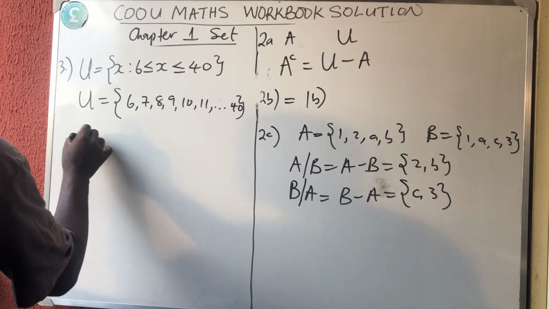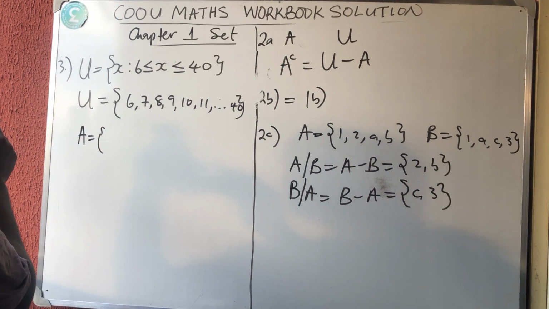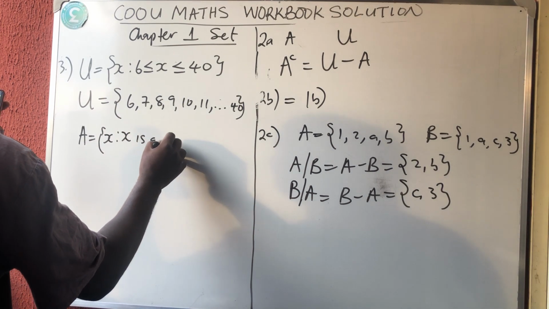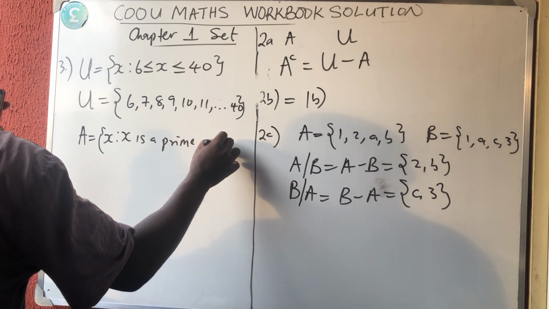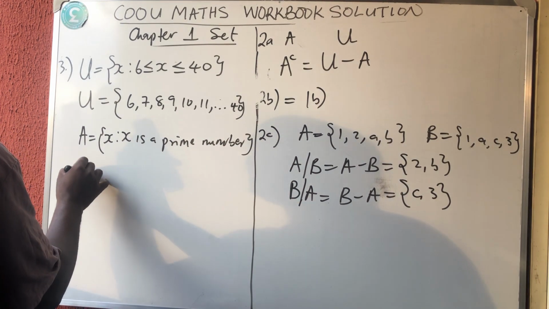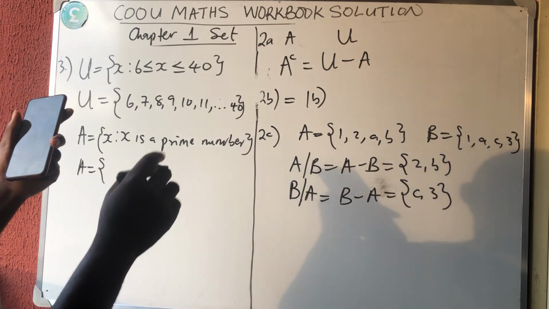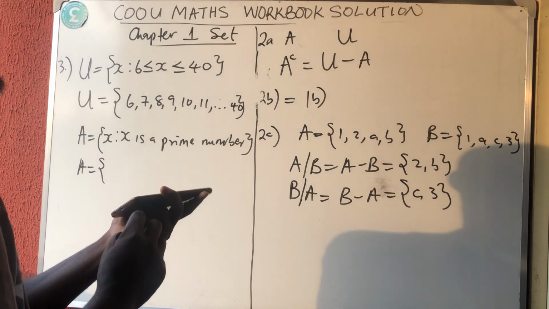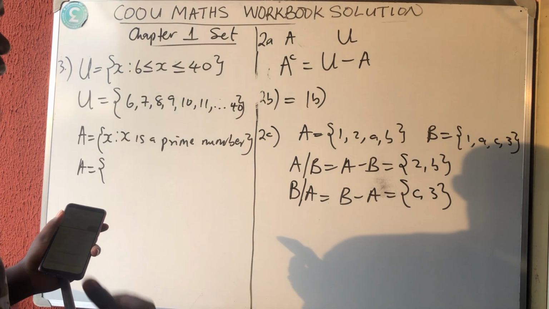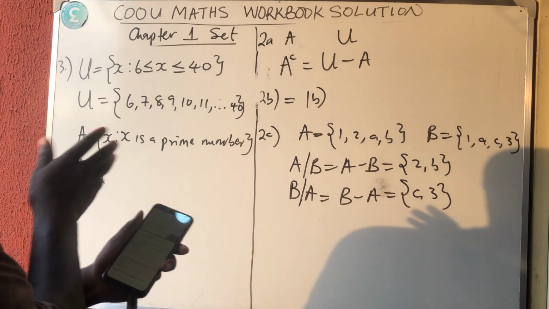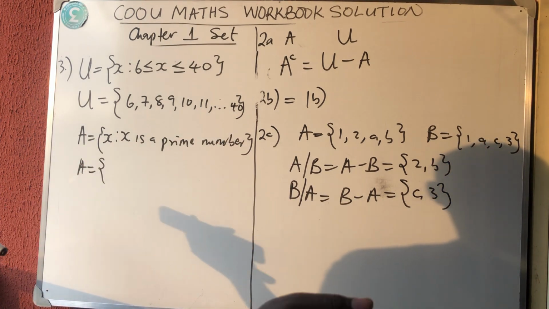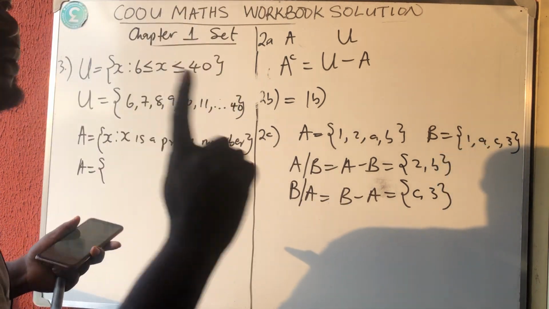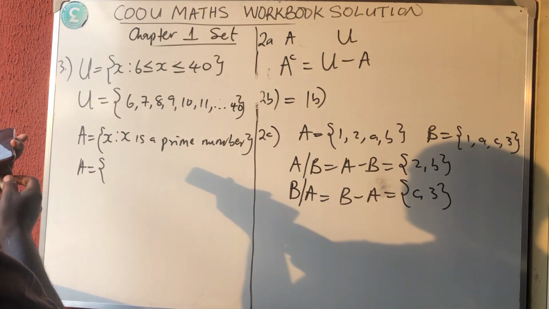Then set A. Then I say that set A is a set of X such that X is a prime number. Now, prime numbers are what? Numbers that have only 2 factors. And the 2 factors should be itself and 1, which means any number that nothing can divide is a prime number. But 1 is not a prime number because 1 has only 1 factor. Okay, please note that.